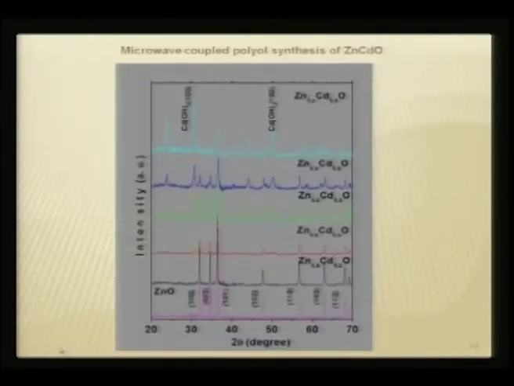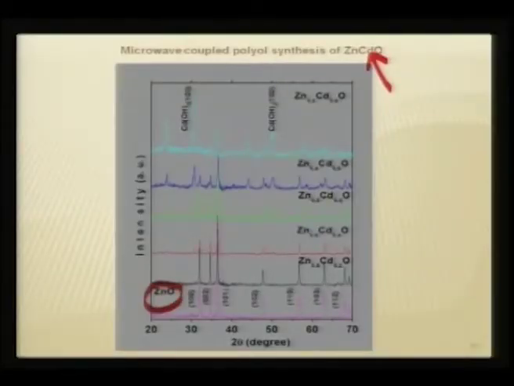Now, another case that I would like to put forward is microwave coupled polyol synthesis of zinc cadmium oxide. In this case we are looking at cadmium instead of magnesium doping, and what we see here again is a clear phase for zinc oxide. As we continue to dope zinc with cadmium, you can see some peaks coming here, and there is another peak which starts to come right from, say, 40% of cadmium. What does this amount to? This particular feature that you see here is due to cadmium hydroxide.